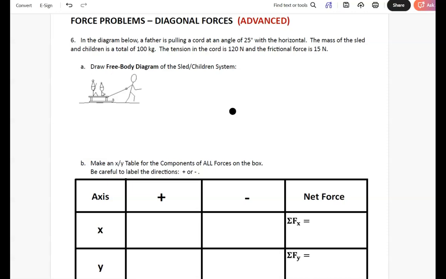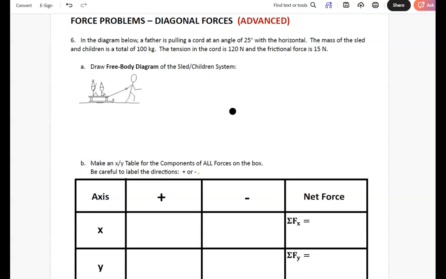And in this problem, you see in the diagram below, a father is pulling a cord, a rope, at an angle of 25 degrees with the horizontal, with the x-axis, however you want to word it. The mass of the sled and the children together is 100 kilograms. The tension in the cord is 120 newtons, and the frictional force is 15 newtons. All right, so there's a lot going on here.